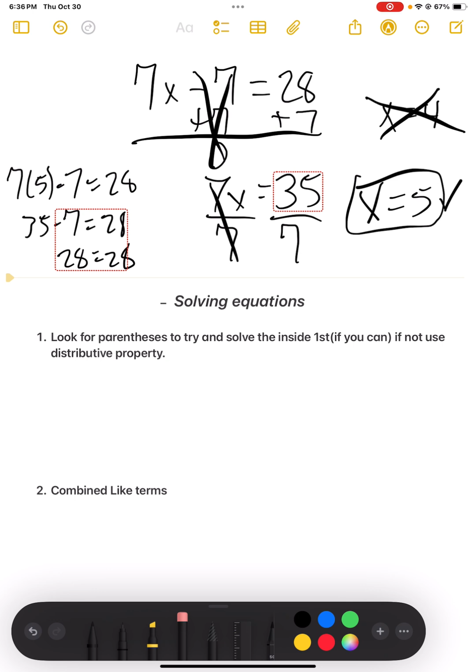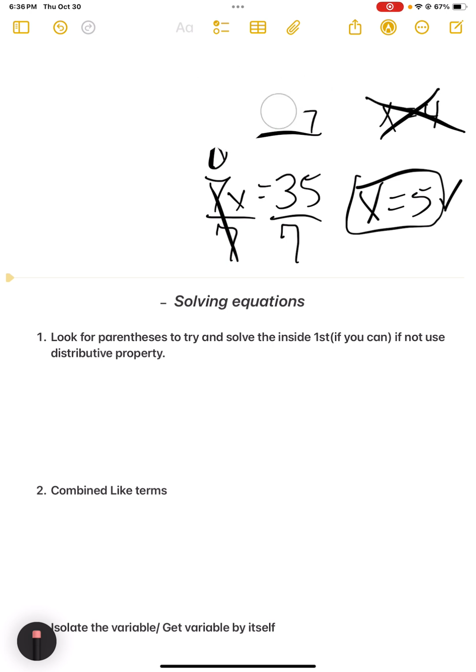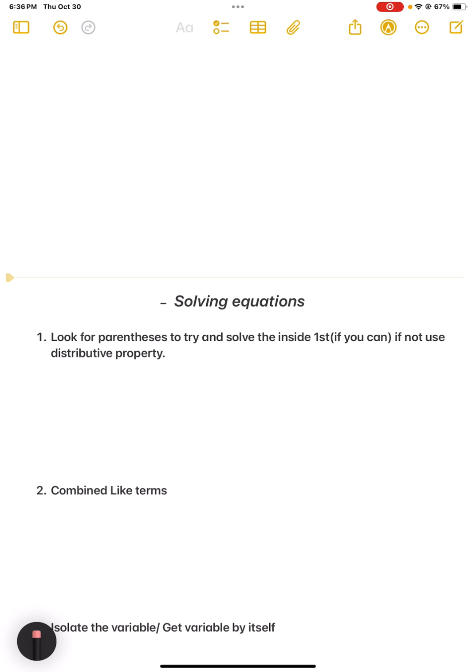But then I corrected myself, got the right answer, and proved that it was the right answer because I got the same thing on both sides. That the equation is true. So that means for that equation that we had, 7x minus 7 equals 28, x can only be 5 to make that equation true.